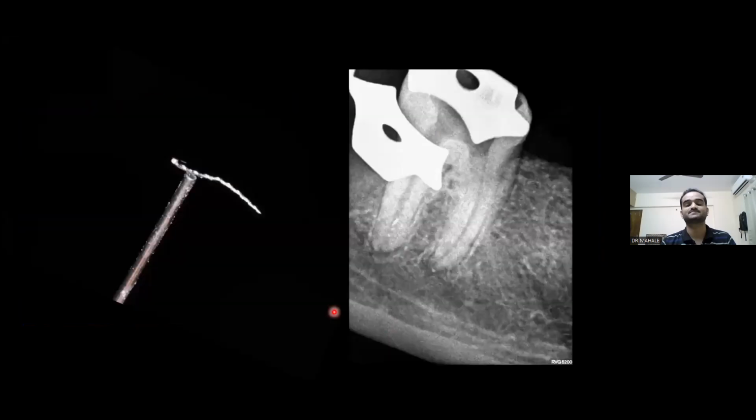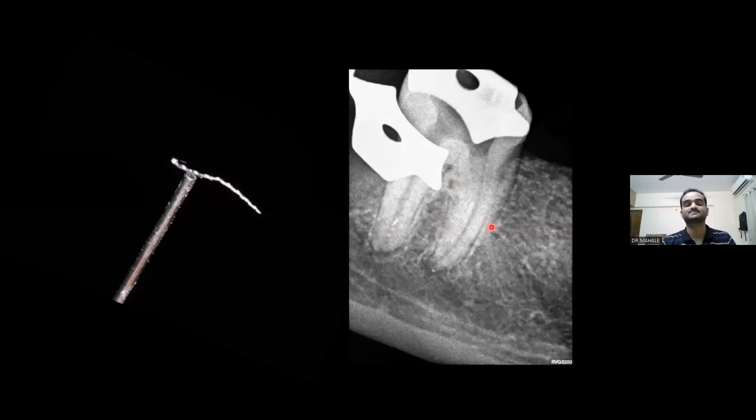When I saw this fragment stuck in the loop, I was not so happy because the length of the file was a little bit smaller than what I had expected. So I took a radiograph to see if there was any secondary fracture or not. When I took the radiograph, I could see a small radiopacity in the middle third of the canal.